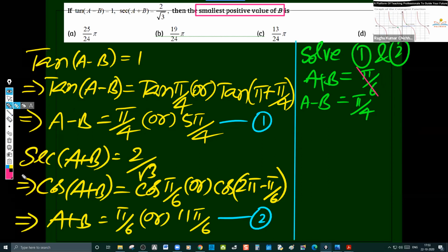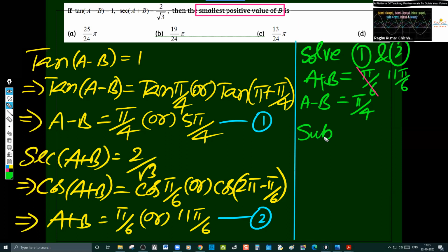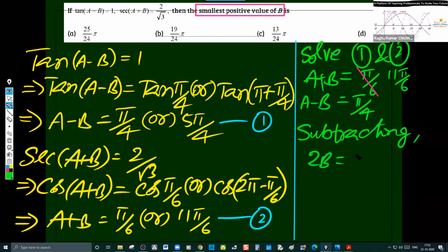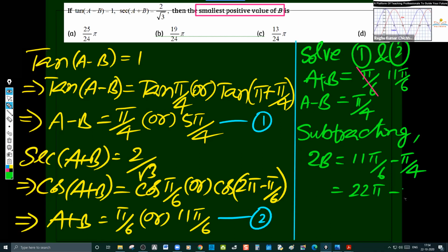Tell me what is the second value there? Pi by 6 or 11 pi by 6? Now subtract, please. A gets cancelled. 2B is equal to 11 pi by 6 minus pi by 4. What is the LCM? 24. And this is 12 LCM. Then it is 22 pi minus 3 pi divided by 12. What is the answer, please?